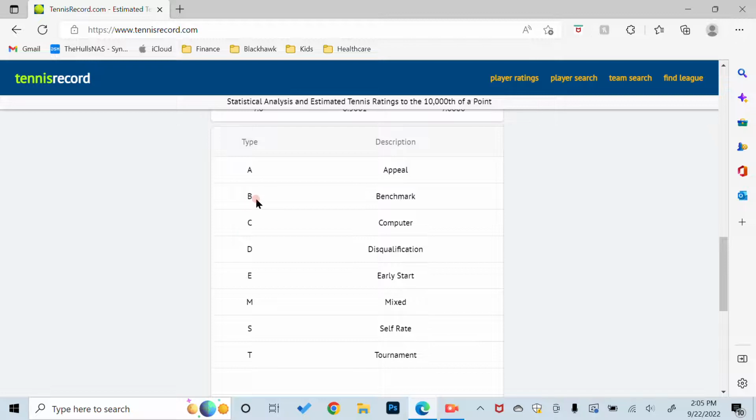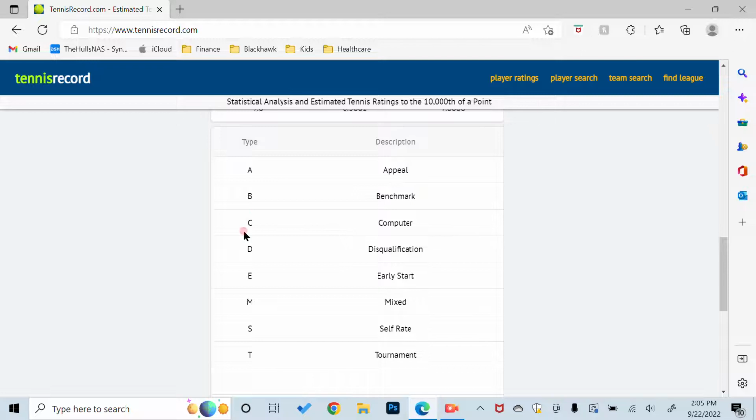Benchmark. I've never seen someone with a benchmark, but it's if you make it to sectionals and nationals as, I think, a self-rated player. I've honestly made it to sectionals pretty much every year that I've played, and I've never had a B next to my name. But it basically just means that they made it to sectionals or nationals. But again, I've never seen that.